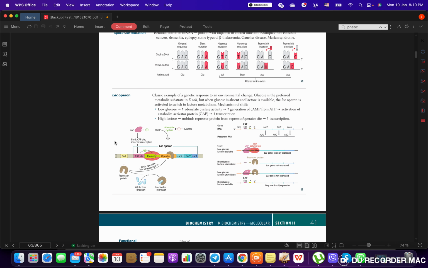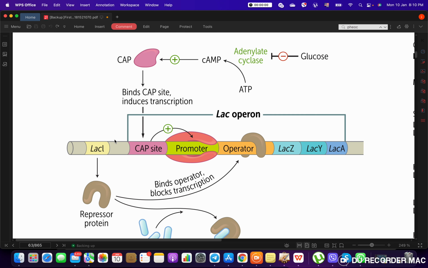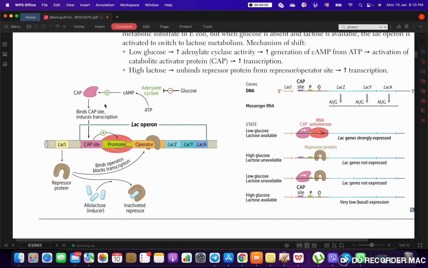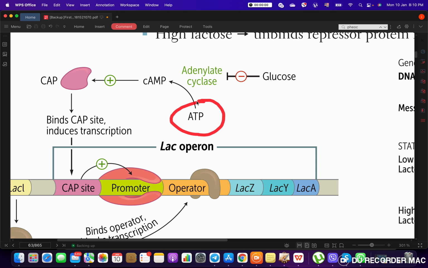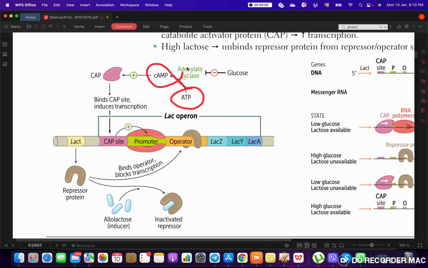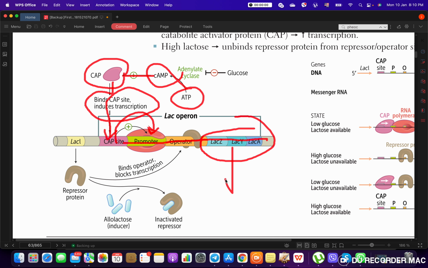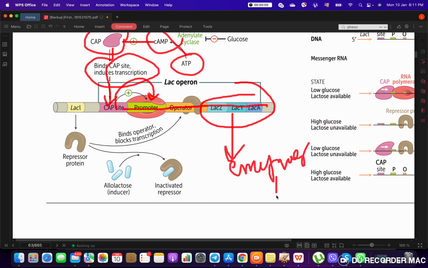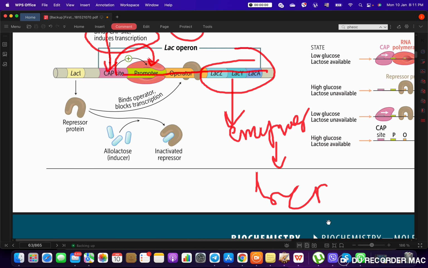So, let's start with speaking about this lac operon. The lac operon, to start with, ATP will be converted to cyclic AMP, and that will be converted into the CAP. The CAP will be binding to its site, and after it binds to its site, it will activate the promoter, which will lead to downstream movement, leading to encoding of some genes, which will make some enzymes, and these enzymes will metabolize lactose and get you glucose out of it.